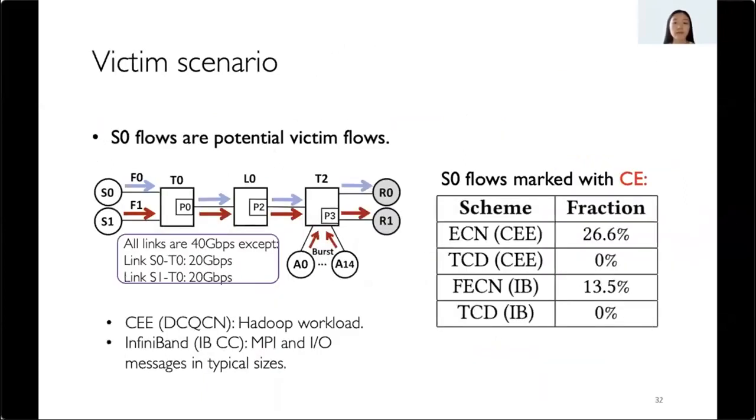We also set up a victim scenario in simulations with DCQCN for CE and IPCC for InfiniBand, and use realistic workloads respectively. We record the fraction of F0 flows that are marked with CE. With original ECN and FECN, some flows of F0 are mistakenly marked with CE. With TCD, S0 flows are not mistakenly detected as congested.